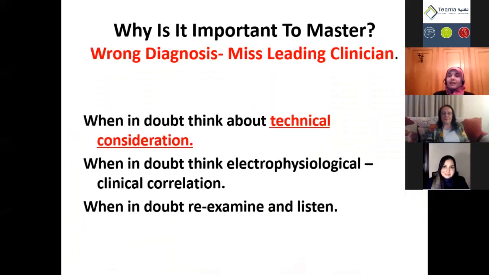And of course, very serious problems can result from a wrong interpretation of the artifacts and anomalous innervation. You can mislead the clinician, you can have a wrong diagnosis. It's always written that when in doubt, think technical consideration. When in doubt, think anomalous innervation. So it is very important to master this. It's not a boring lecture. It's an everyday practice lecture in every case.